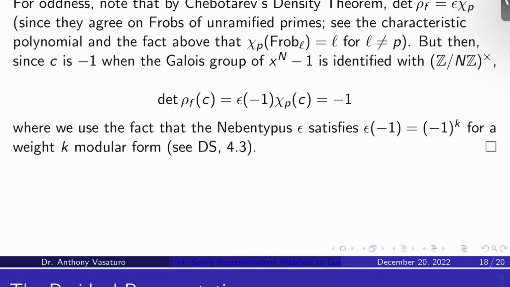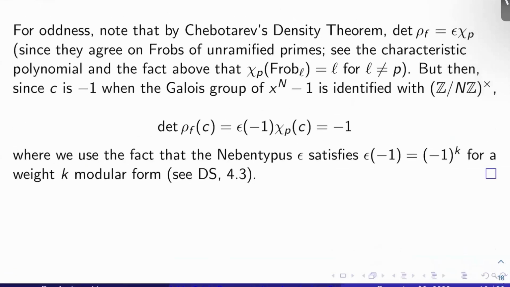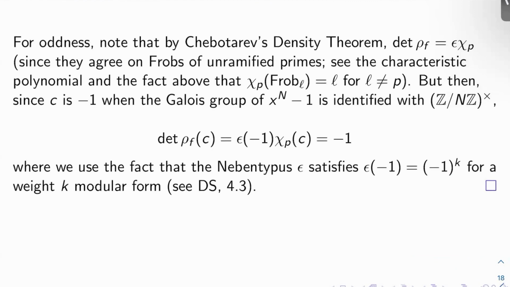The Nebentypus epsilon always satisfies epsilon of -1 is (-1)^k for a weight k modular form. This is proven in Diamond and Shurman chapter 4. Okay. And the point is I'm dealing with weight 2 cusp forms here, right? So k is 2. So I'll have epsilon of -1 is 1. Okay, so det of rho_F of complex conjugation is -1. That exactly means that rho_F is an odd representation.